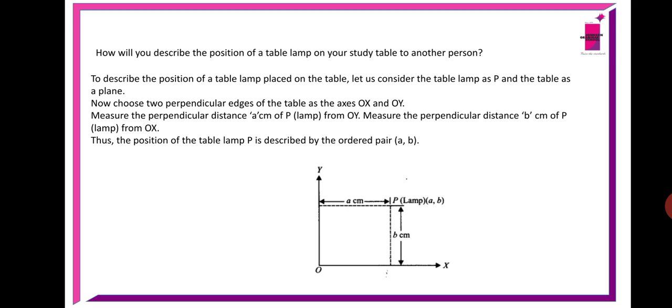For example, if you want to locate anything in your house or anywhere, we say bottom, left, right. So we use both combined. Same thing: anything we want to locate in the Cartesian plane, we use the x and y axes as an ordered pair.